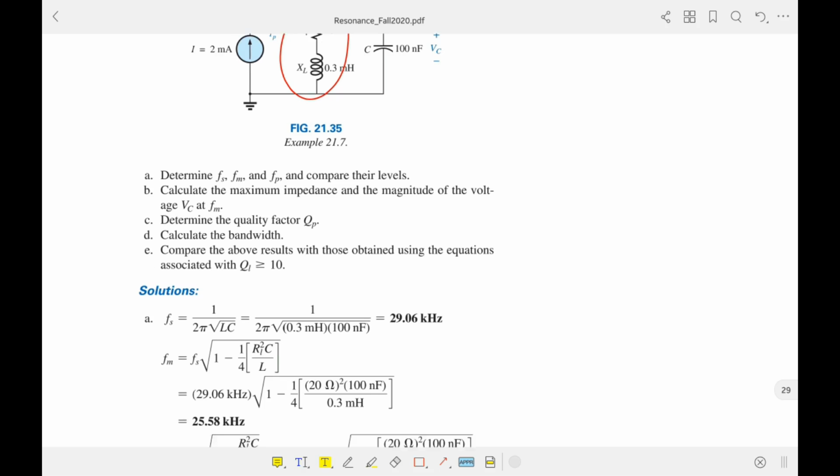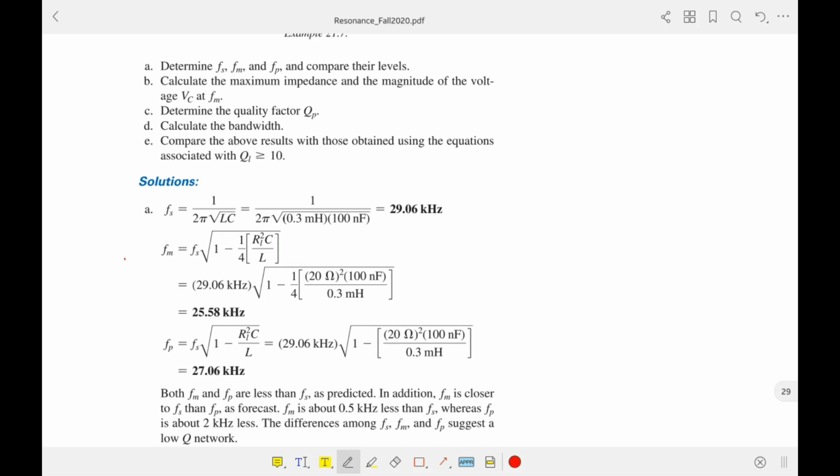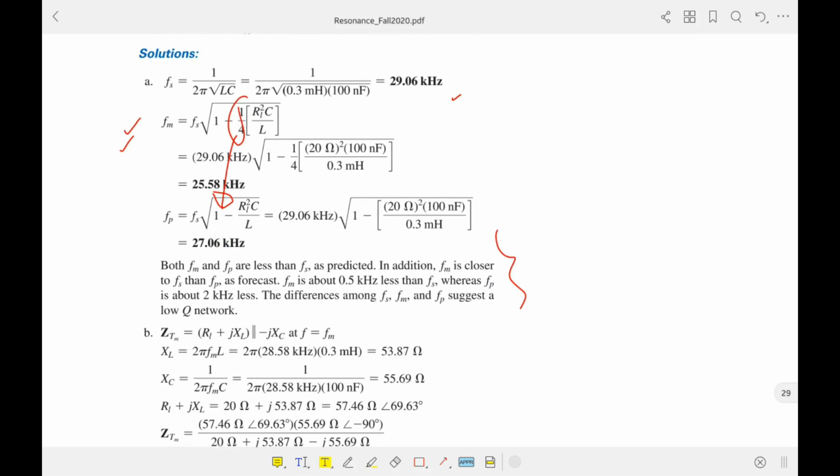So Fs is 1 over 2 pi root LC, then Fm is just Fs times the root of 1 minus 1 over 4, and for Fp this 1 minus 4 is missing. So by using this calculation you find these values, and here it is also asked to compare their levels, so you can compare which one is higher, which one is lower, and how much higher, how much lower.